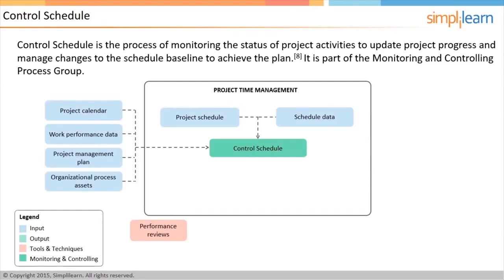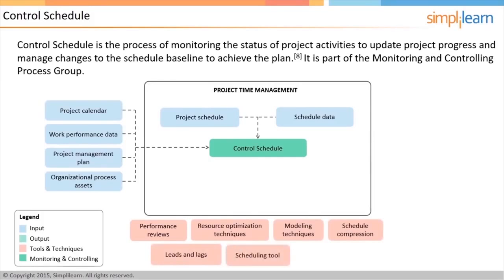The other tools and techniques include resource optimization techniques, modeling techniques, schedule compression, leads and lags, scheduling tool, and project management software. In development schedule process, these techniques are used for the first time to develop the project schedule, whereas in control schedule process, these techniques are used to update the project schedule.